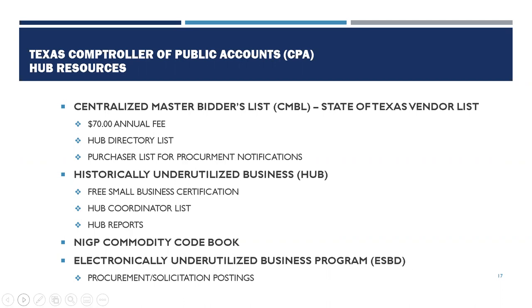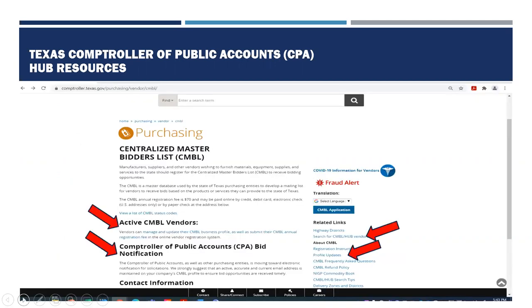Let's go to the next slide. So if we go to the Centralized Master Bidders List, if you remember that first slide where we had the bluebonnets and we talked about purchasing up at the top, and under those resources, vendor resources were historically utilized business. Well, right above the HUB page is the link to the Centralized Master Bidders List. And this is what it looks like. So you'll see on the first arrow to the left, the active CMBL vendors. This will take you to a list that'll help you find vendors that are active.